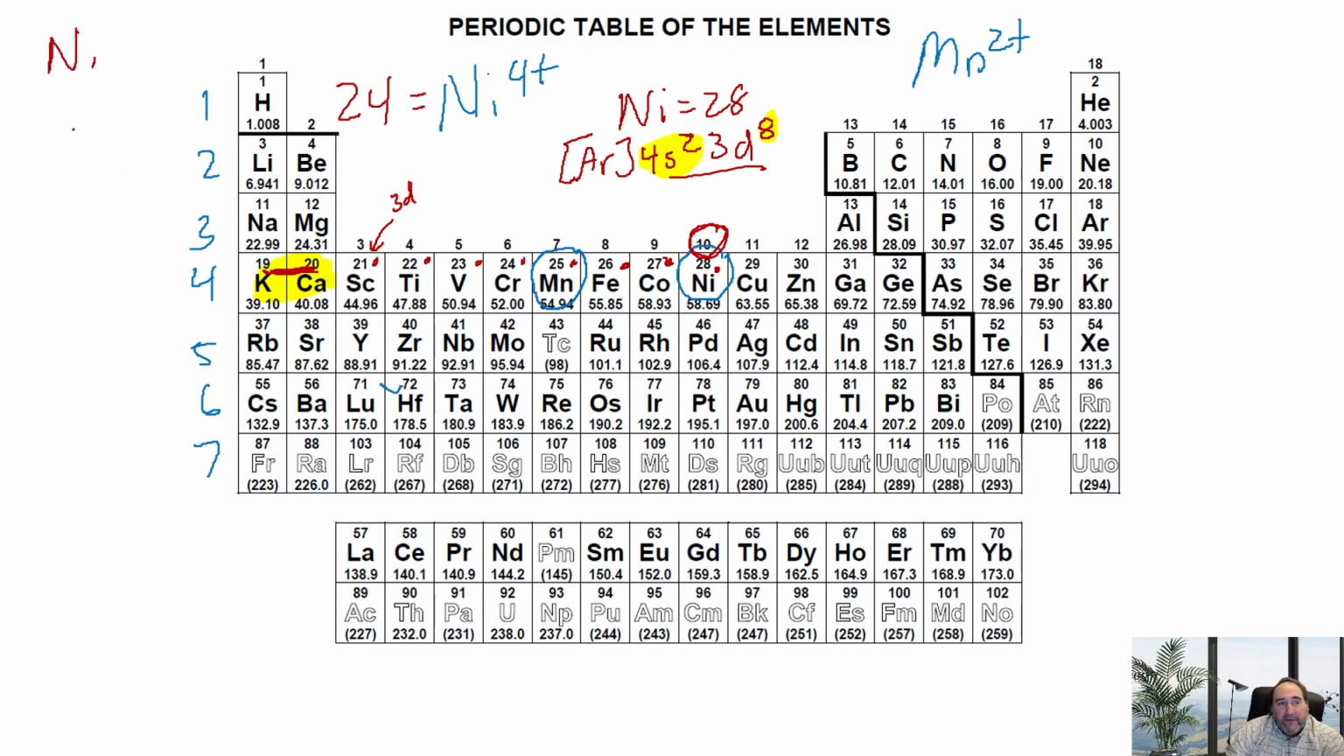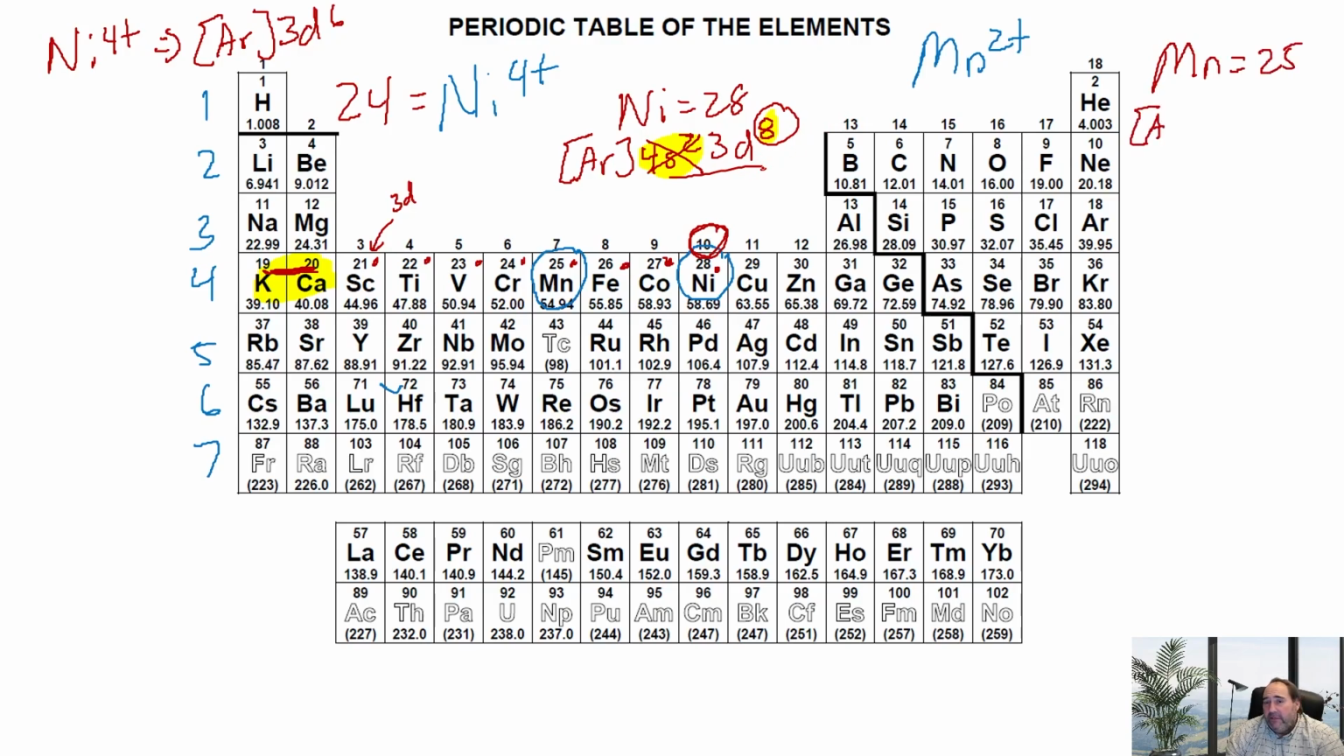I'll go right here for nickel with a +4 of, and I'll just do a shorthand here, argon. Again, the 4s2 now is gone, and 2 of these guys are gone, 3d6. All right, let's take a look at Mn. Mn with no charge is 25.